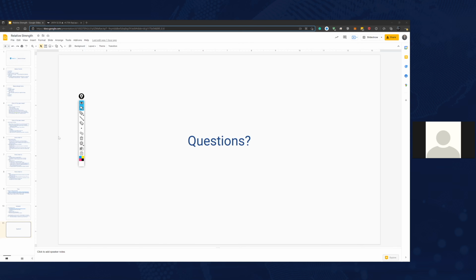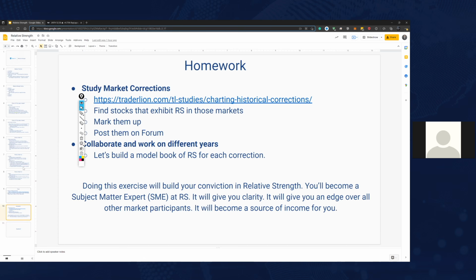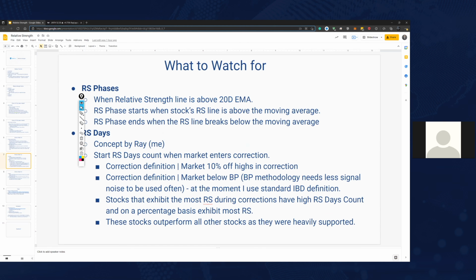Are there any other questions that you'd like me to answer? Please raise your hand. Yep. Roberto, you could go ahead. Hey, Ray, can you show the setup where you were sizing 35%?